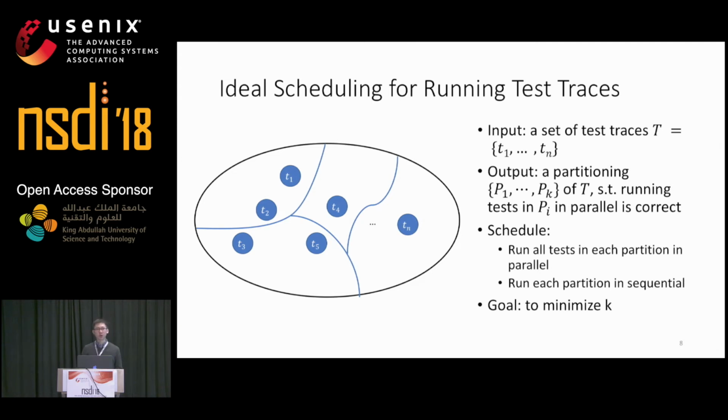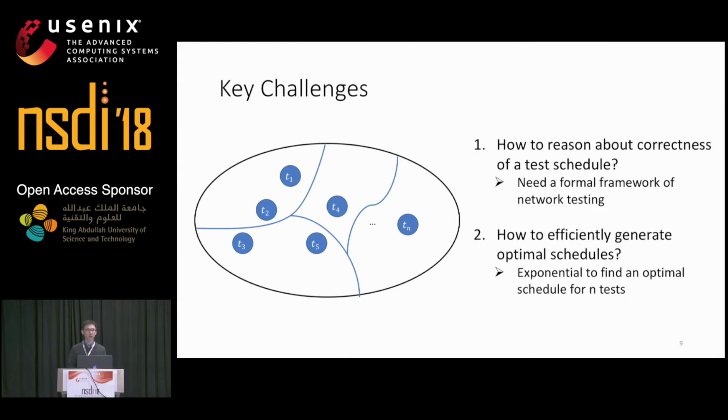In order to achieve this framework, there are two high-level challenges. First, in order to make sure that running all test traces in a partition gives us correct results, we have to reason about the correctness of running tests in parallel. To achieve that, we have to develop a formal model of stateful networks and also define the notion of correctness. Second, once we have such a notion of correctness, we have to come up with an efficient algorithm to run this scheduling. This is particularly challenging because any partitioning algorithm runs in exponential time. So perhaps we'll have to come up with smarter ideas in order to address this challenge.